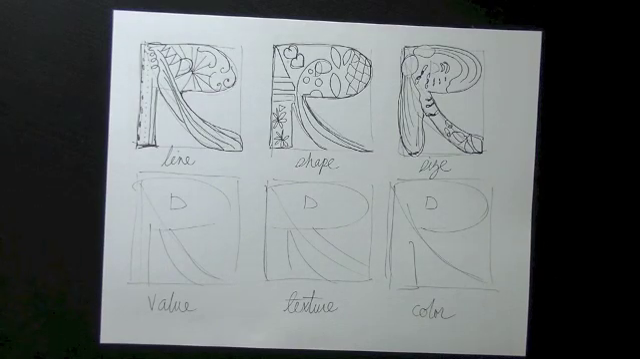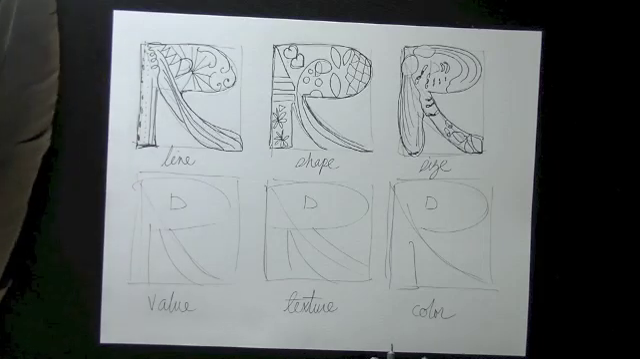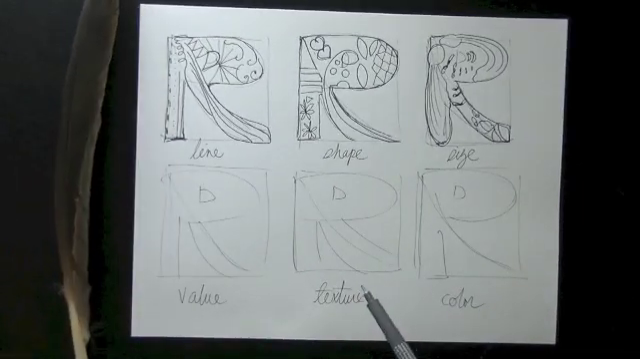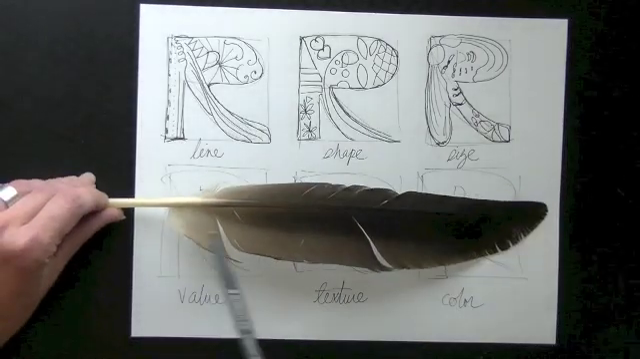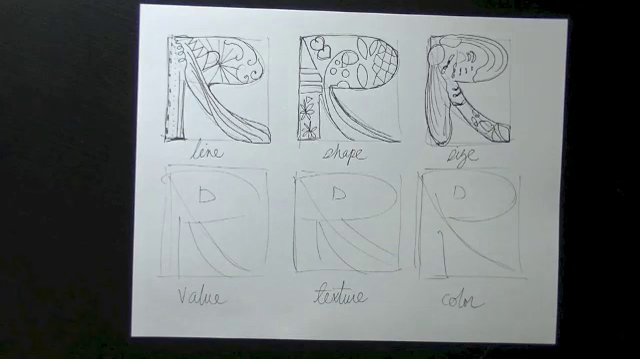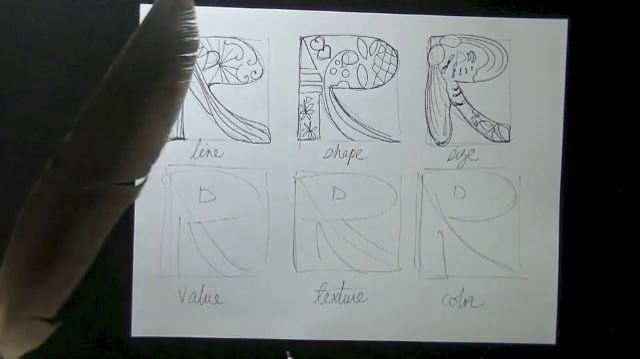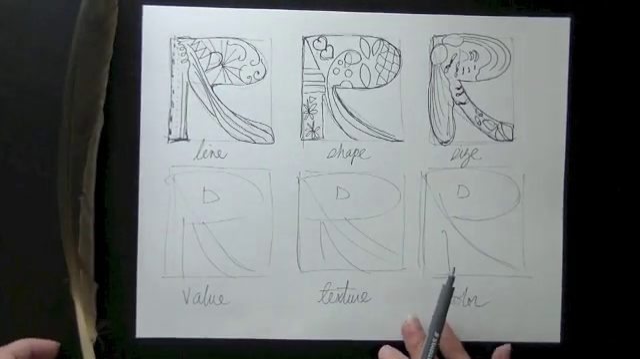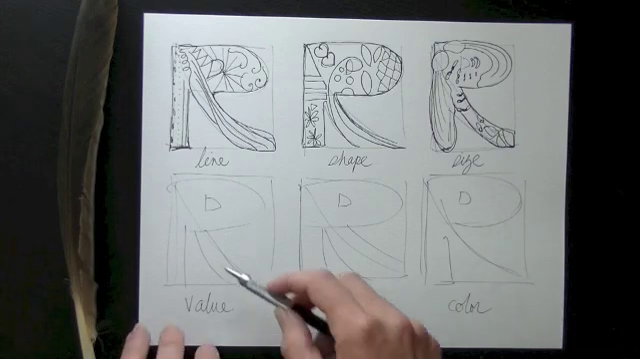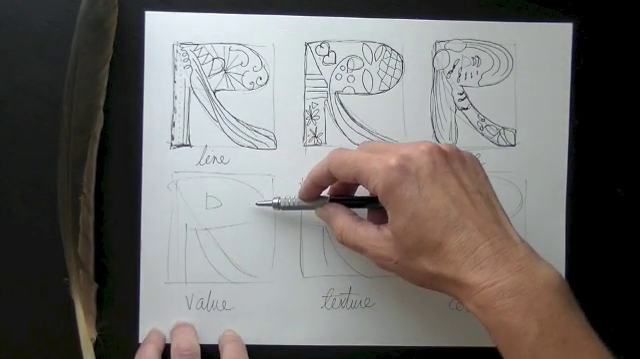Okay, so next up we have value. So value is going to be a spectrum from light to dark, dark to light. And we can get this effect by using the side of our pencil, and the closer we get to light, the lighter our pencil is touching the paper.